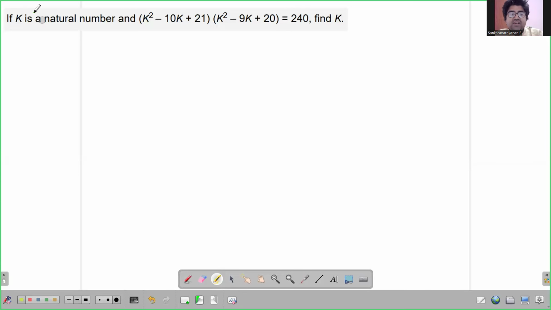So one good thing that is given here is that this k is said to be a natural number. Natural numbers, counting numbers, right? 1, 2, 3, 4, etc. So I am going to first factorize k square minus 10k plus 21. Can I not see that 7 3s are 21 and 7 plus 3 is 10? So can I not consider this as k minus 3 into k minus 7? k square minus 10k plus 21 will become that.